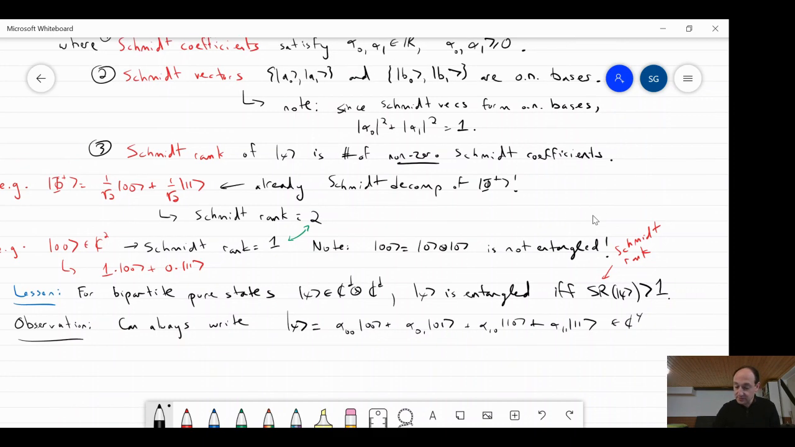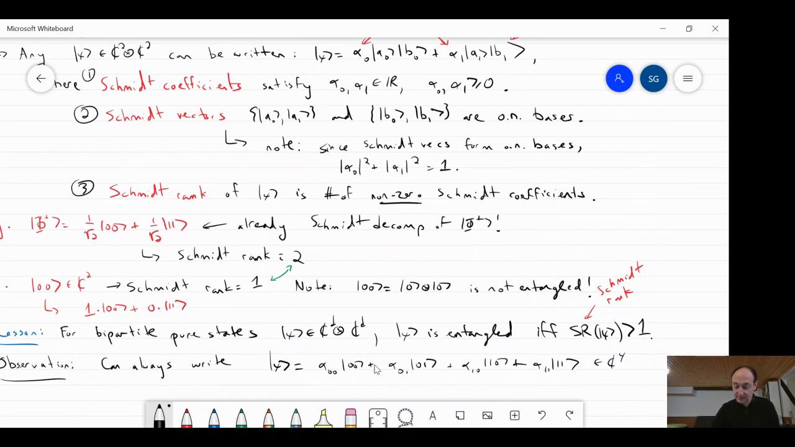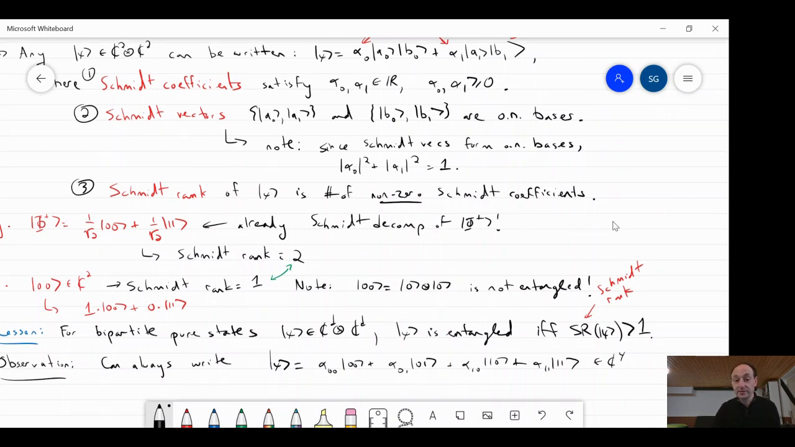So what is the key difference between this standard basis expansion and this one here? Well, there are 2 differences. The first is that the coefficients are all non-negative real for the Schmidt decomposition. Here they're complex. And perhaps more interestingly, here in general I really needed to write down 4 different states. We're in C4. Whereas with the Schmidt decomposition, I get by with just 2 states.